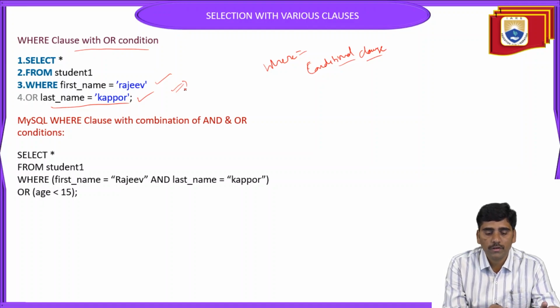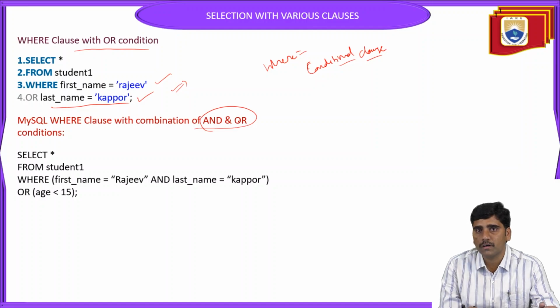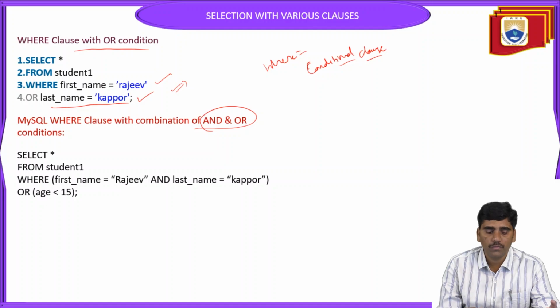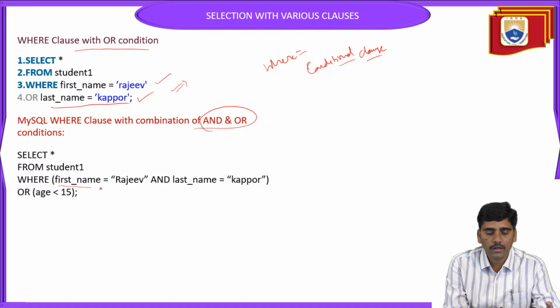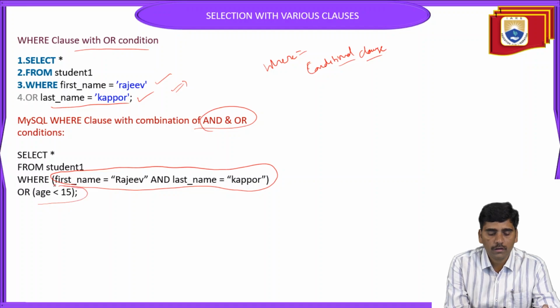And the MySQL where clause with a combination of both and and or conditions. How? Select star from student1 where the condition applies like this. So this is all about the and condition and the or condition.